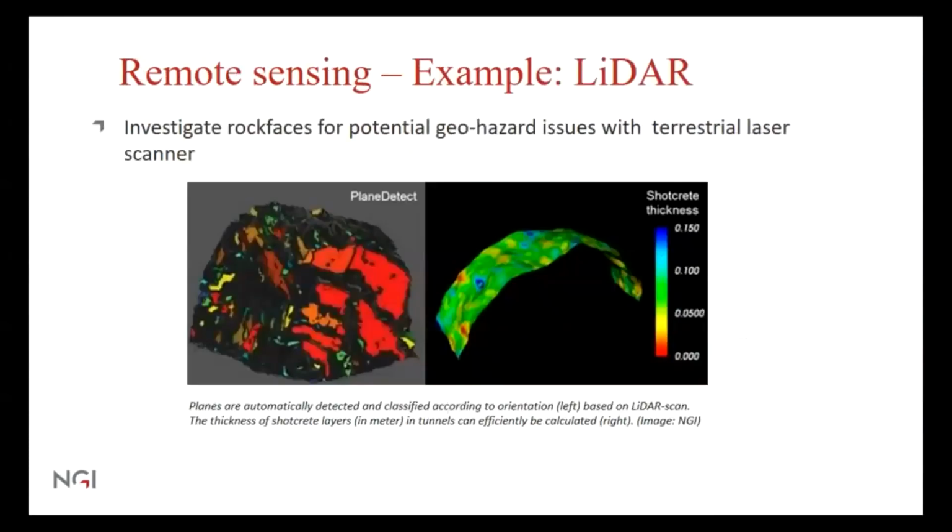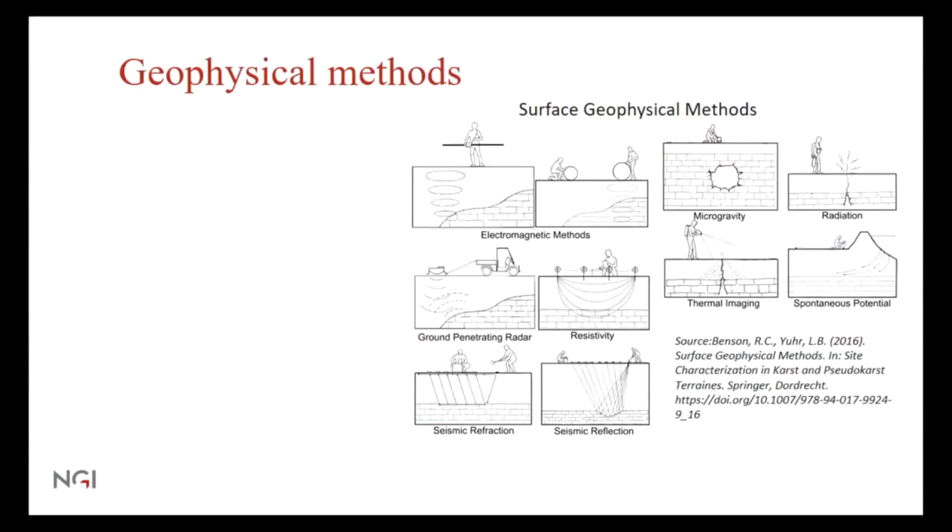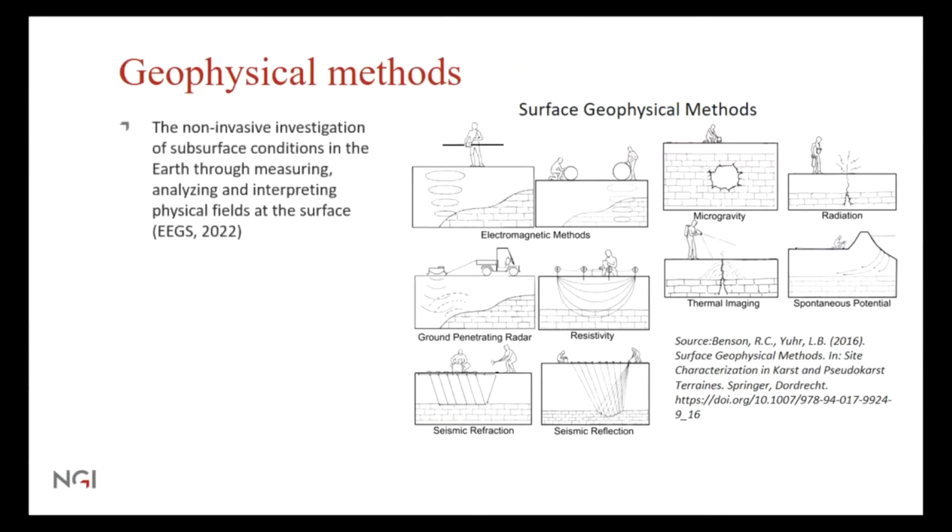Yes, and then the other group of methods is classified under geophysical methods, as you can see in the figures. I'm sure many in this group probably know a lot more than me about this, but anyway, the electromagnetic methods, ground penetrating radar (GPR), seismic refraction, microwave, gravity, radiation, thermal imaging, and spontaneous potentials. That is basically a class of methods for non-invasive investigation of subsurface conditions in the earth through measuring, analyzing, and interpreting physical fields at the surface.